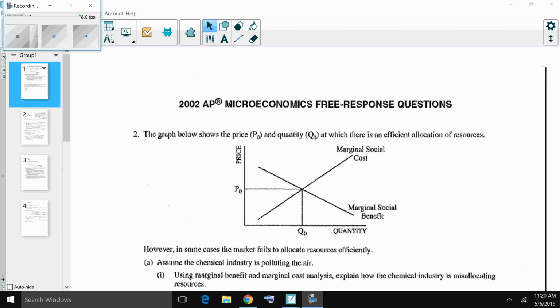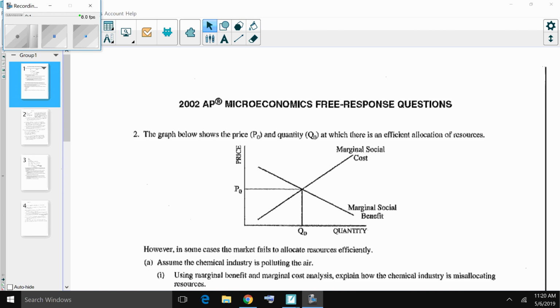All right, so now we're going to look at 3 different FRQs from the actual past AP Micro exams. And on this topic, we're going to look at how to properly answer them. So the first 2 questions are from 2002, and then the other one I believe was 2005, but I can't remember. Okay, so the first 2002 exam.